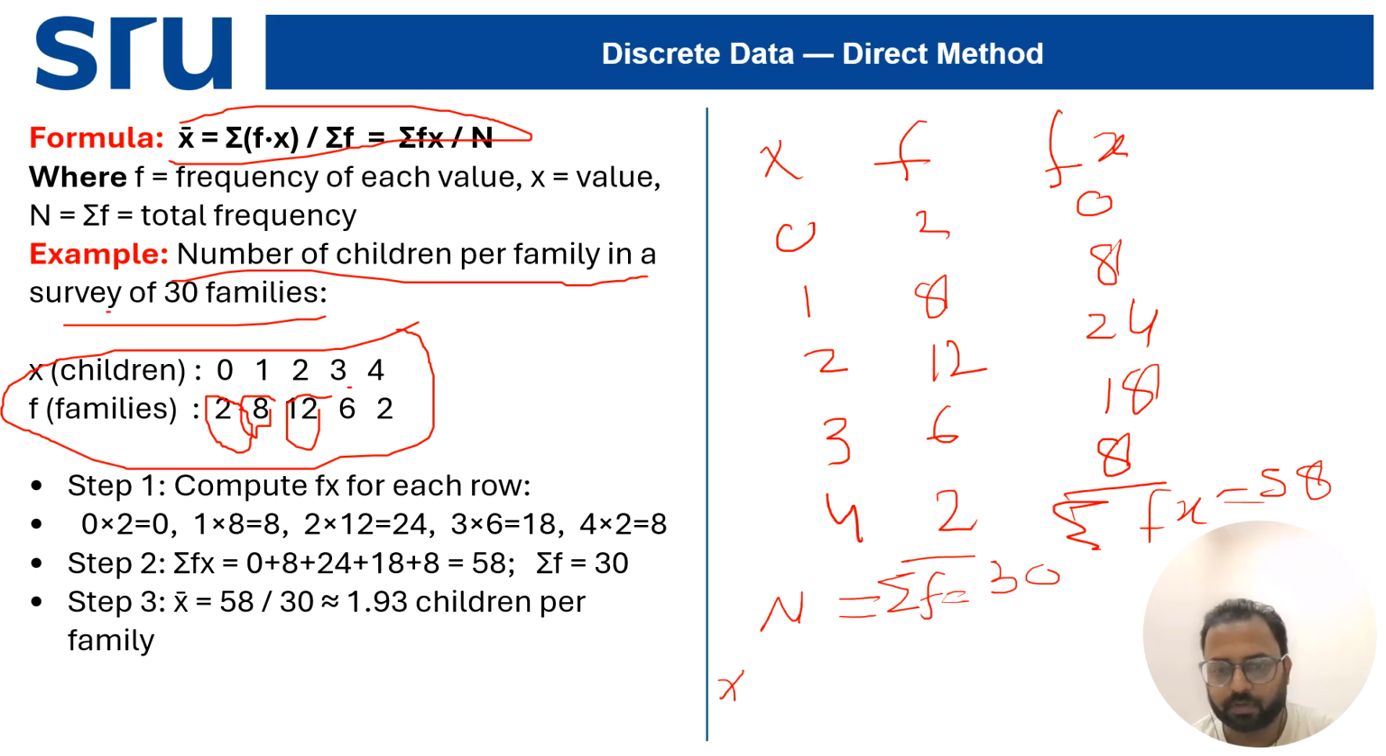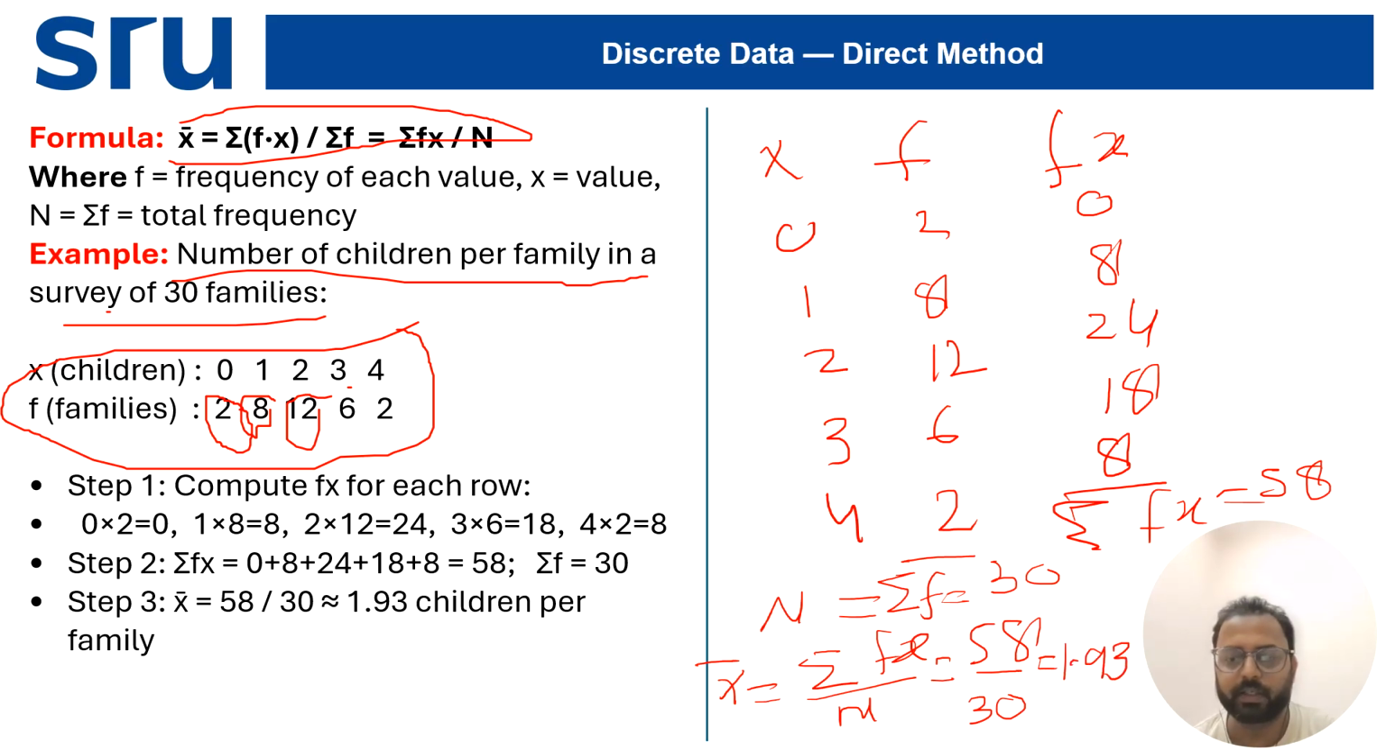So by using the formula, x bar is the summation of f into x divided by n. So 58 divided by 30 is 1.93. 1.93 is the mean of the given discrete data.